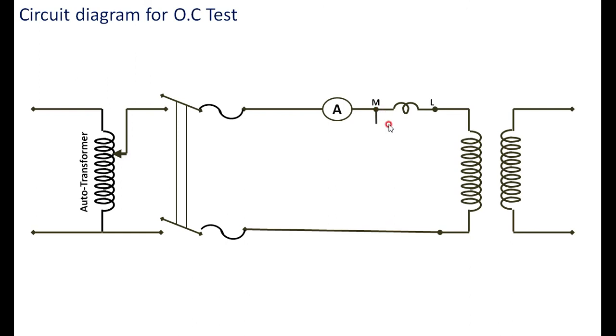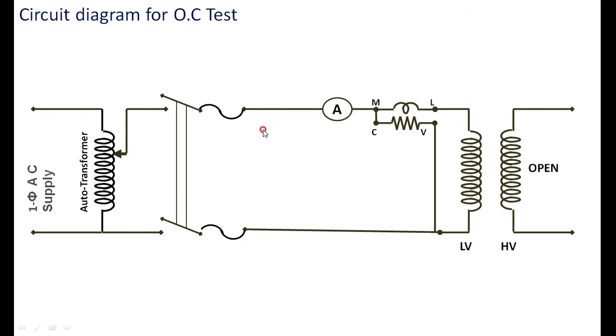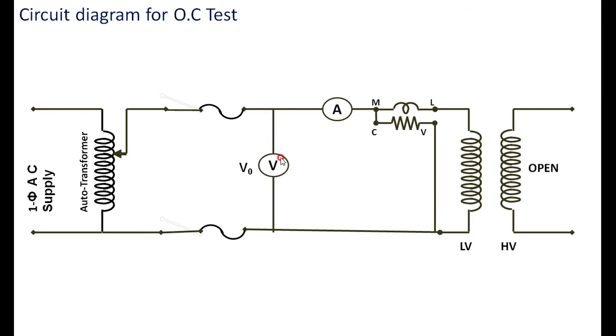There is a potential coil here that is connected across the supply. Then you close the switch. A single phase supply is given to the auto transformer, and you have to vary this voltage such that you apply the rated voltage. For example, it is rated for 230 or 600. You have to adjust this variac such that the voltmeter which is connected, now that I have applied the voltage, reads 230 volts.